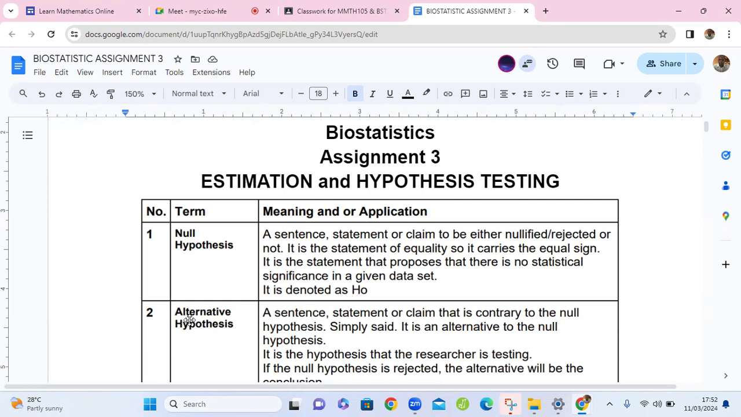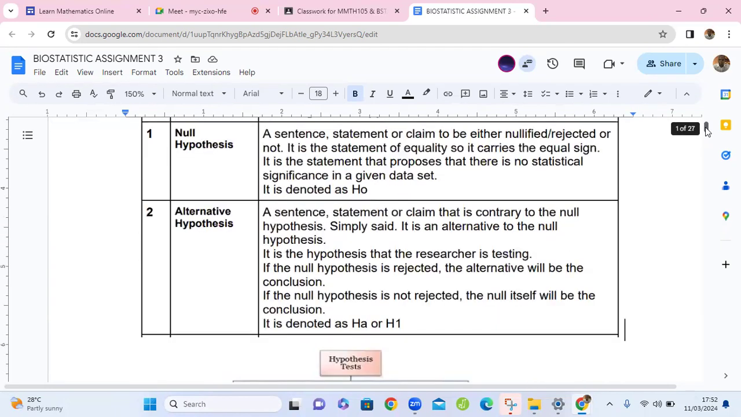Second, there's the alternative hypothesis. The alternative hypothesis is also a statement or claim, but it is contrary to the null hypothesis. So it's like two opposing statements. Simply said, it is an alternative to the null hypothesis. It is the hypothesis that the researcher is testing. So the null hypothesis is the one to be nullified or rejected, and the alternative hypothesis is mainly the hypothesis that the researcher is testing.